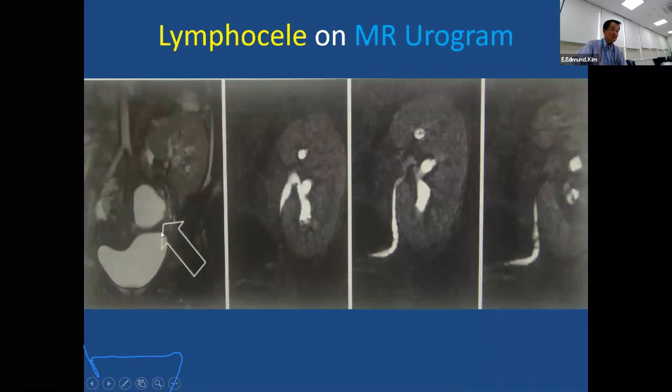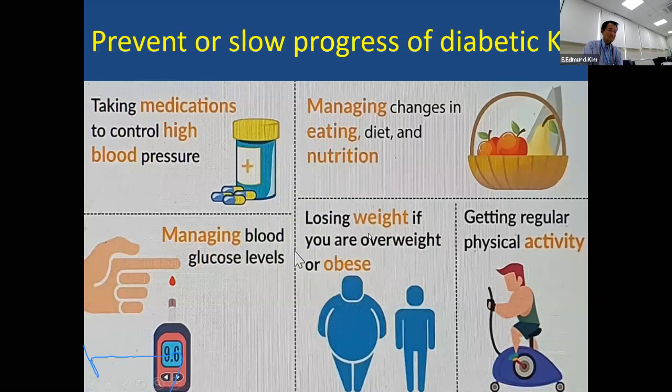So the MR can show sort of a fluid retention. So it's a urinoma versus lymphocele, you can tell. It's just a connection you have to study.